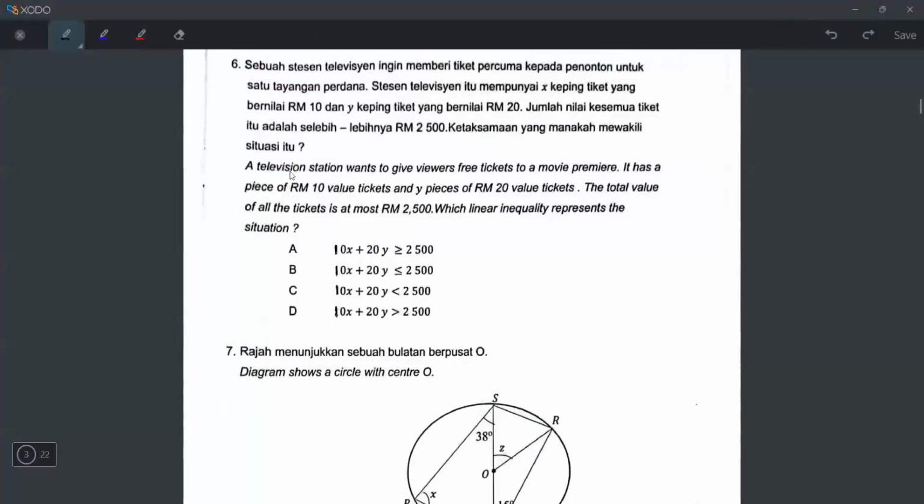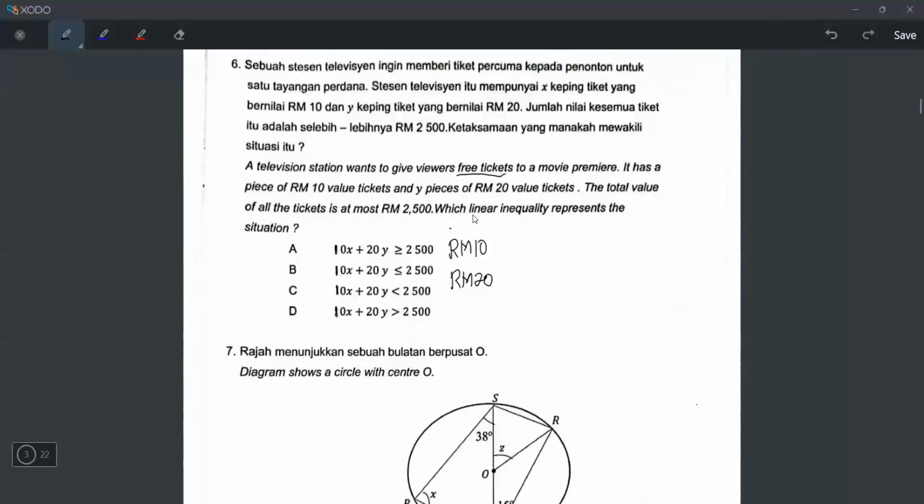Number 6. A television station wants to give viewers free tickets to a movie premiere. It has X pieces of 10 ringgit value tickets and Y pieces of 20 ringgit value tickets. So there are two types of tickets here. The first type is RM10 tickets, and there are also RM20 tickets. But there is a limit. You can't just give 10 ringgit free tickets to everyone.